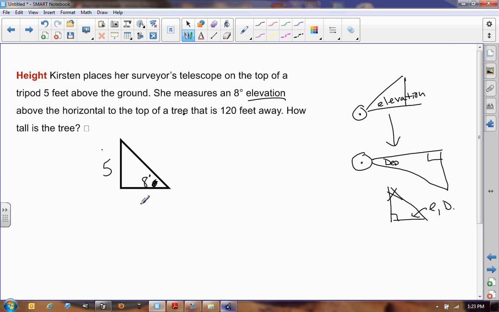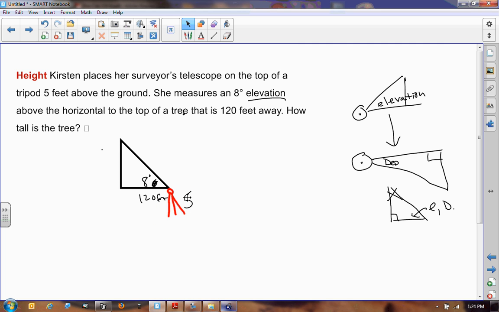Top of a tree that's 120 feet away. So it's 120 feet away. She measures an 8-degree angle of elevation above the horizon, above the horizontal. Oh, she's trying to measure a tree, and this thing is 5 feet above the ground. So I've got to move my 5 feet. This 5 feet is actually right there because her tripod has her telescope. This little tripod looks like this, that has her scope on it, and actually it's on the wrong side. So let me move this to the other side. It's like that.